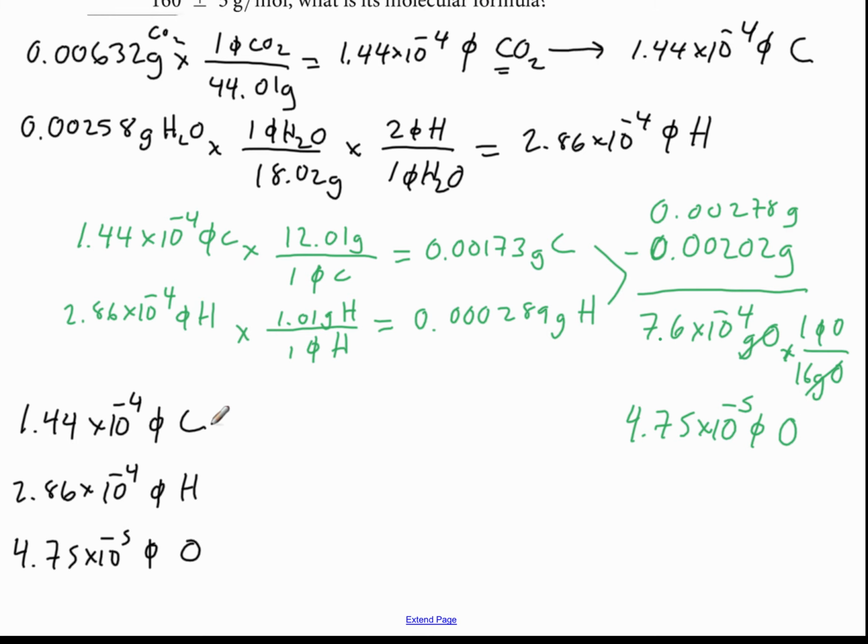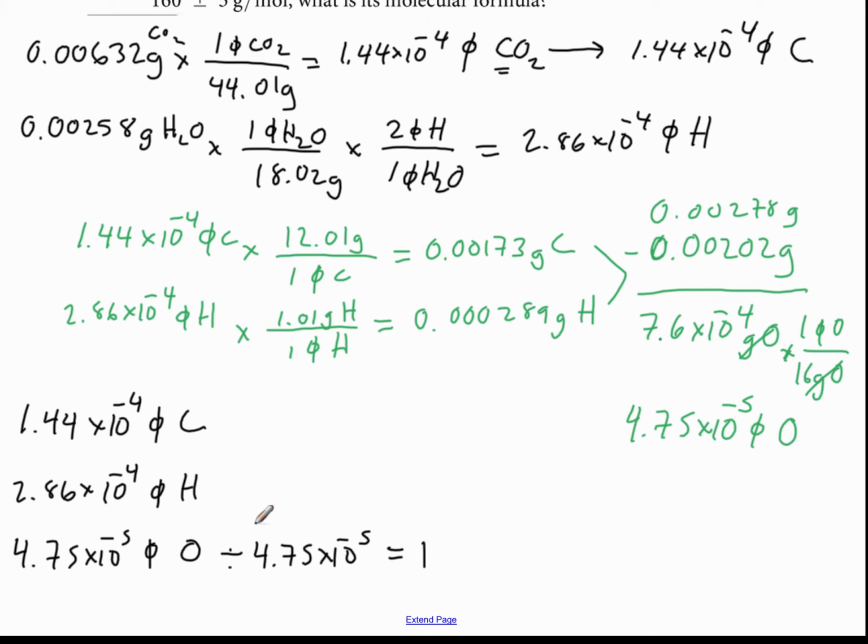So I jumped forward here just a little bit to save time in the video, and I just took the moles of carbon, moles of hydrogen, and moles of oxygen, and wrote them all down here. So I can figure out what the ratio is between all these elements, because that's really what an empirical formula is, right? So I'm going to divide this by the smallest one, which is 4.75 times 10 to the negative fifth. And obviously for this, I'm going to get 1.